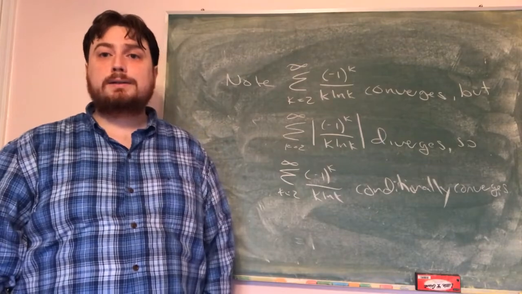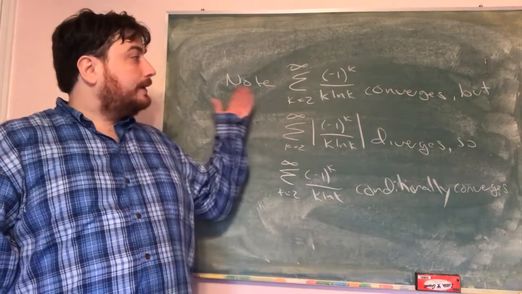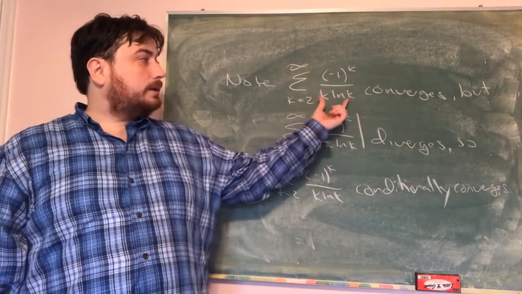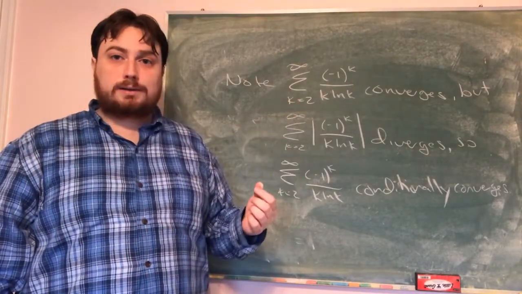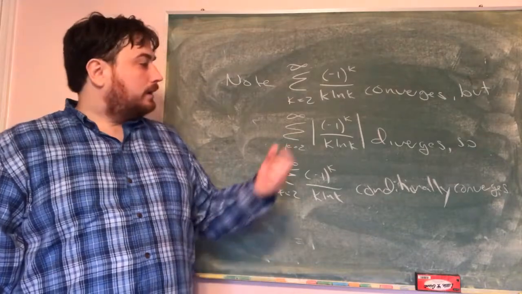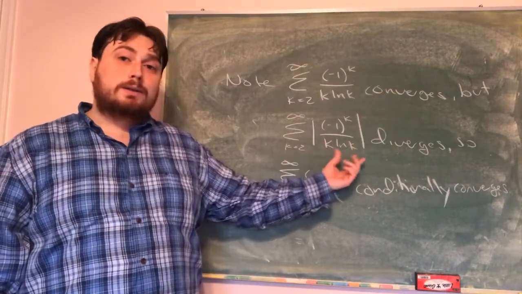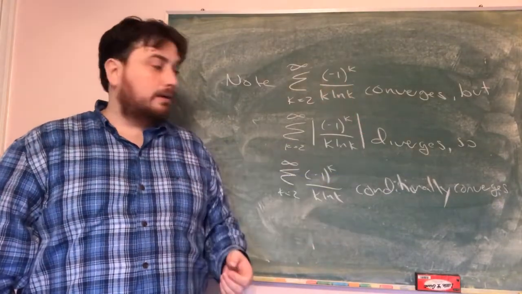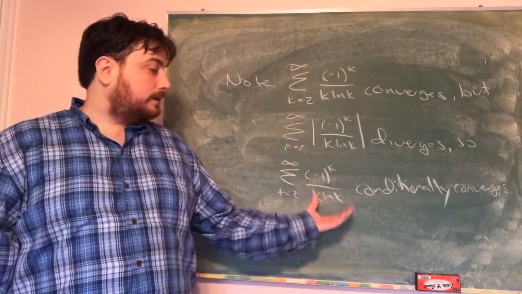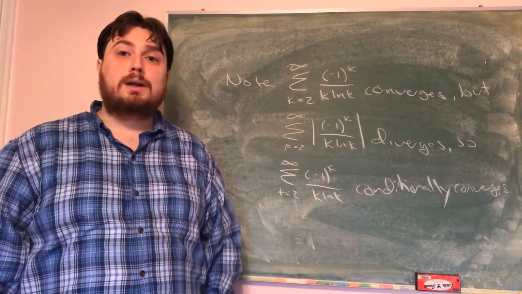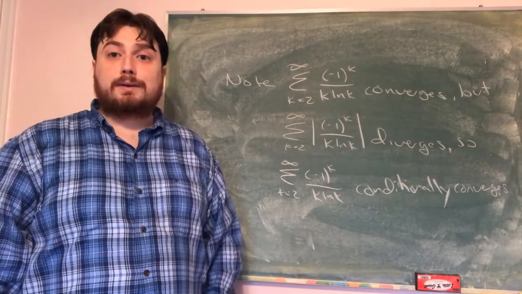Alright, and so now to combine this all together, what we got was that the sum from 2 to infinity of negative 1 to the k over k natural log of k converges by the alternating series test. However, the sum of the absolute value of the term diverged by the integral test. Therefore, our original series, the sum from 2 to infinity of negative 1 to the k over k natural log of k, will conditionally converge.